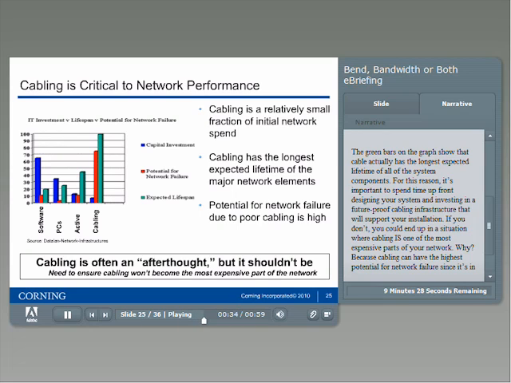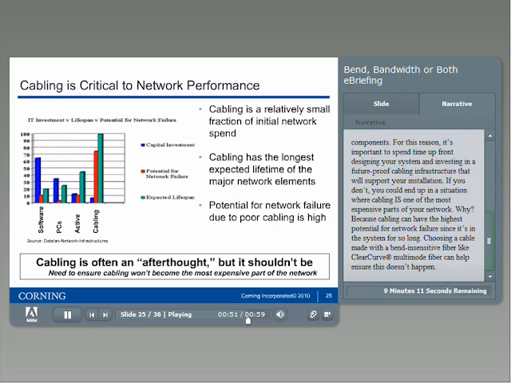For this reason, it's important to spend time up front designing your system and investing in a future-proof cabling infrastructure that will support your installation. If you don't, you could end up in a situation where cabling is one of the most expensive parts of your network. Why? Because cabling can have the highest potential for network failure since it's in the system for so long. Choosing a cable made with a bend-insensitive fiber like ClearCurve multimode fiber can help ensure this doesn't happen.